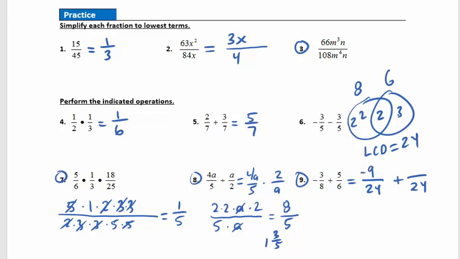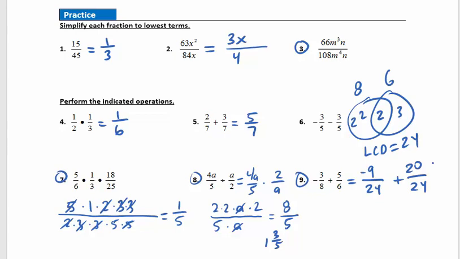Let's look at 6. If I look up here at 6, what is 6 missing? Well, it's missing a 2 and a 2, or 2 times 2, which is 4. So my missing multiplier here is 4. Well, 4 times 6 gives me 24. 4 times 5 would give me 20 in the numerator.